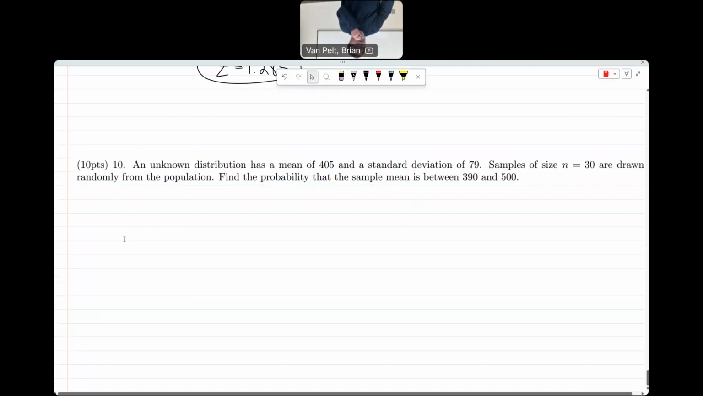All right, so we have a mean of 405. So there's a mu, and they give you a mu and a sigma. Unknown distribution? Oh, that's why it's not an unknown distribution. Forget about it. Now I know for sure.